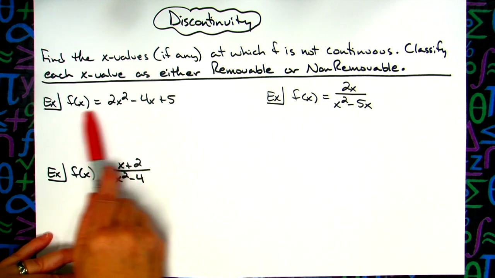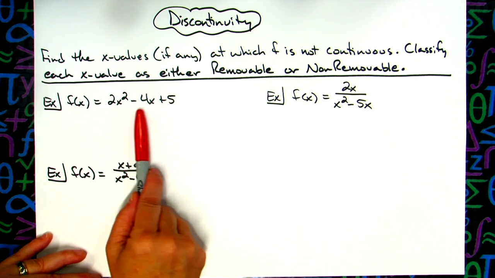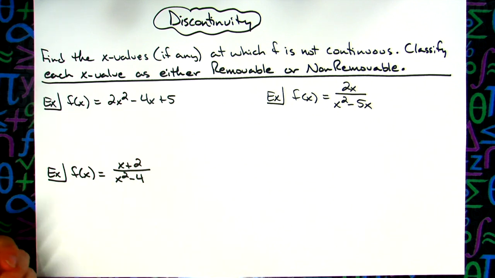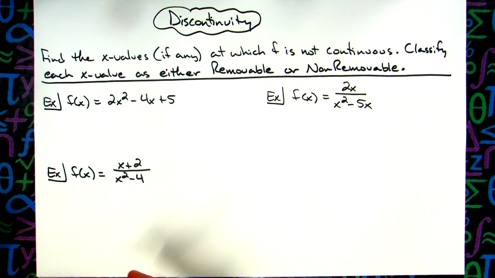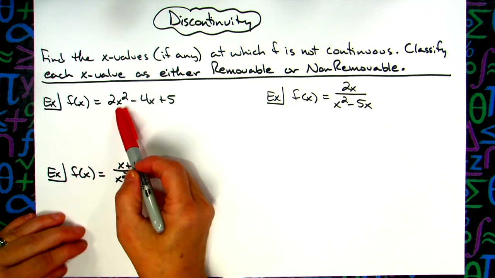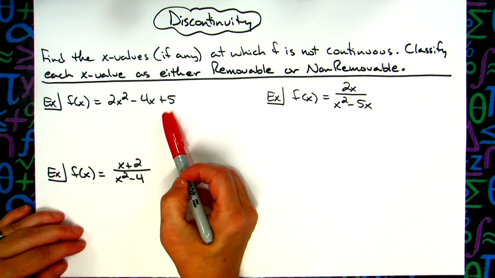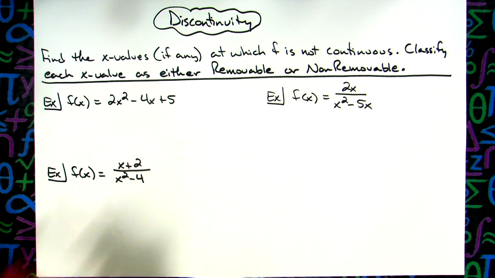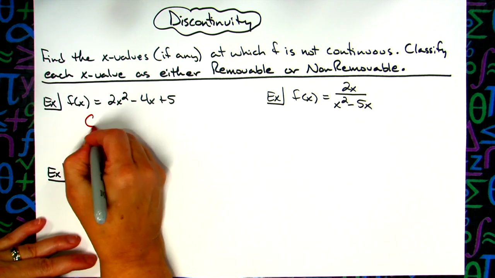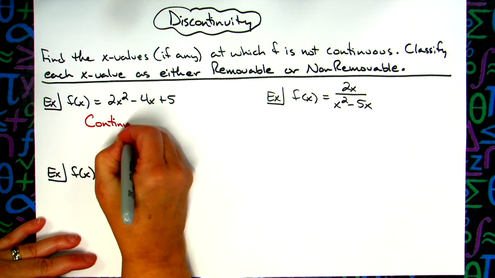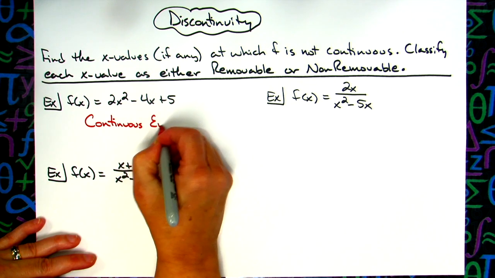Taking a look at this first example, we basically have a quadratic. It is a polynomial curve, and all polynomial curves are continuous everywhere. They are smooth and continuous. I can draw the entire upright parabola without lifting my pencil. So this particular one is continuous everywhere. We have no points of discontinuity.